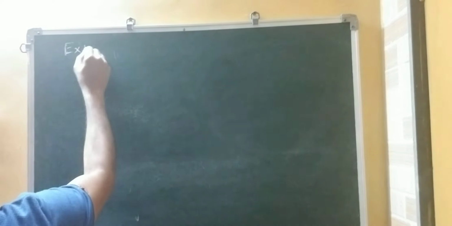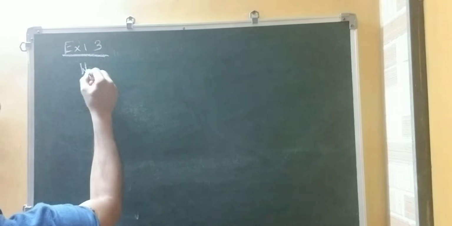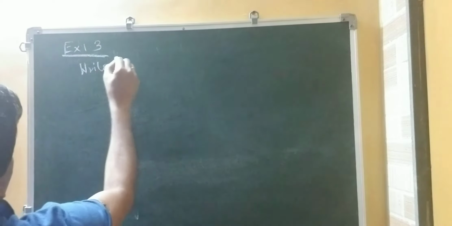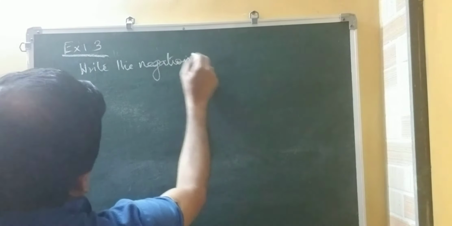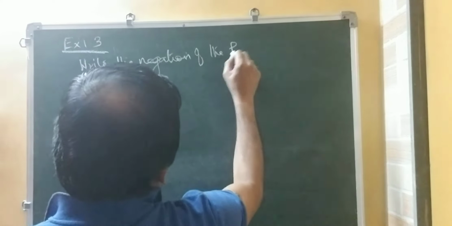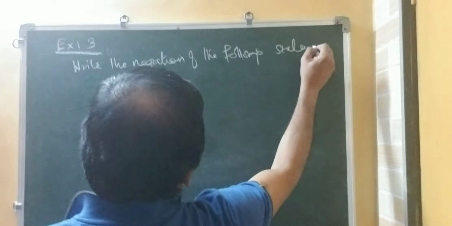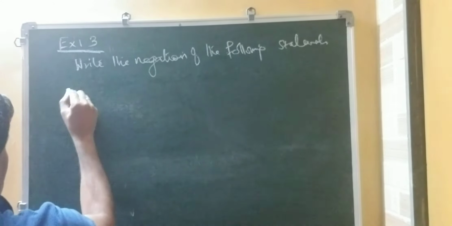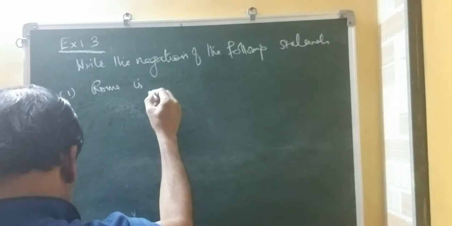Now we will see exercise 1.3. Okay. Write the negation of the following statements. Number 1: Rome is in Italy.